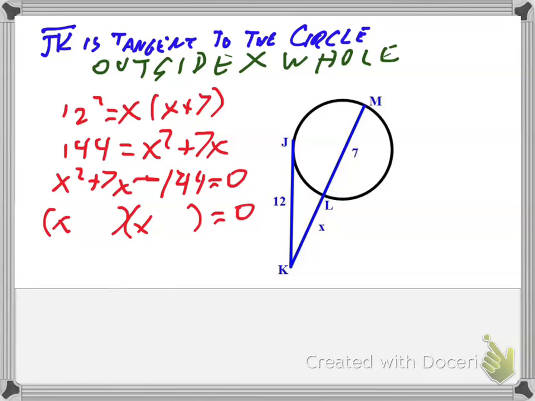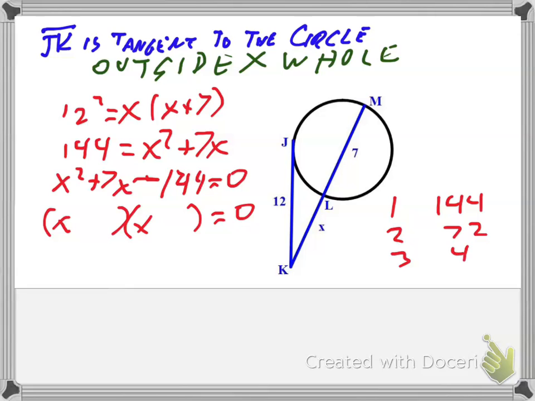Now remember, for this back half here, I need numbers that will multiply to equal negative 144, and add to equal 7. Since that's a negative, that basically means that they are going to subtract to equal 7. Okay? So let's just start listing factors of 144. Well, we've got 1 and 144. Do those subtract to equal 7? No. 2 and 72 does not subtract to equal 7.